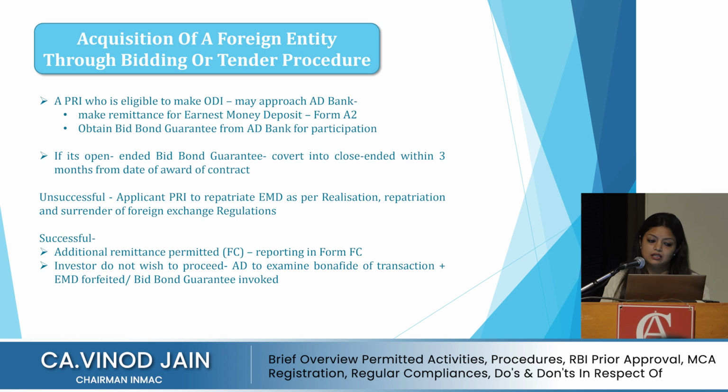They may ask the AD bank to make remittance for earnest money deposit, that being the money required by the company which is putting up the tender. Form A2 is to be filed before making this remittance. Alternatively, a bid bond guarantee may be asked. So the applicant, PRI, may obtain a bid bond guarantee from the AD bank for participation in the bidding and tender procedure. If it is an open-ended bid bond guarantee, then it is required to be converted into close-ended within 3 months from the date of award of contract, if the contract is awarded.